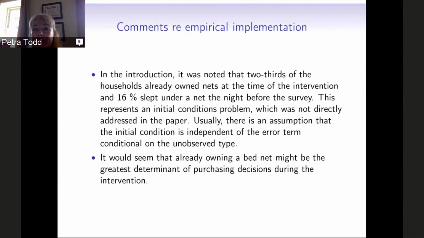With regard to the empirical implementation, the paper mentions that a lot of households already own bed nets before the intervention, and a lot of households were already sleeping under bed nets. Since that's a decision in the model, this would be an initial conditions problem. And so normally you would have to make some additional assumptions, like that the initial condition is independent of the error term conditional on type. So it wasn't really explicitly discussed how you deal with the initial conditions problem. And then it would seem to me that owning a bed net might be a big determinant of purchasing decisions.